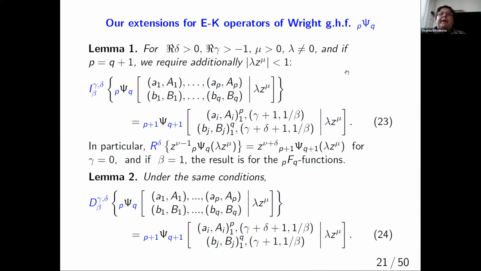And for the Erdélyi-Kober operator with arbitrary indexes gamma, delta, and beta, where delta is the order of integration, we have now the simple but general results for the image of the p psi q function. You see that always when we apply once an Erdélyi-Kober or Riemann-Liouville operator, the result is the same kind of function, but the indices p and q are always increased by 1. And we have a similar result for the fractional derivatives.